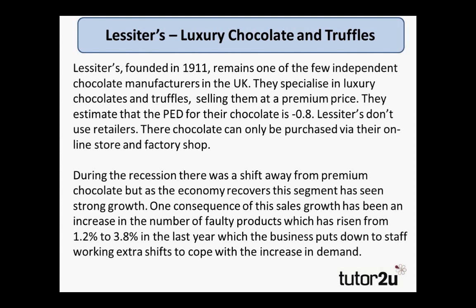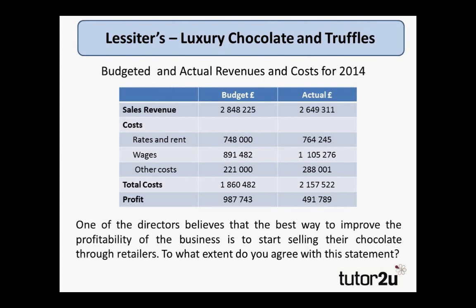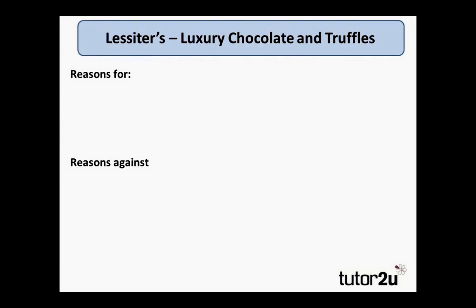Now, I thought we'd put all this into context, and so I wrote this very short mini case study on a business called Lessers, founded in 1911 by two brothers. It remains one of the very few independent chocolate manufacturers in the UK who specialise in luxury chocolate and truffles and sell them at a very expensive, premium price. Lessers estimate that the price elasticity of demand for their chocolate is minus 0.8.